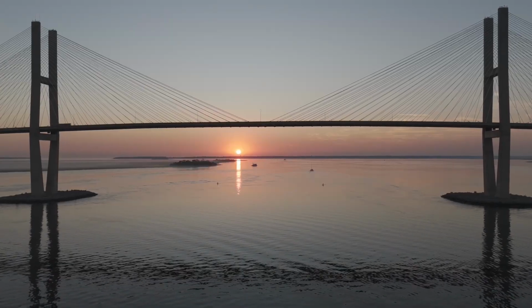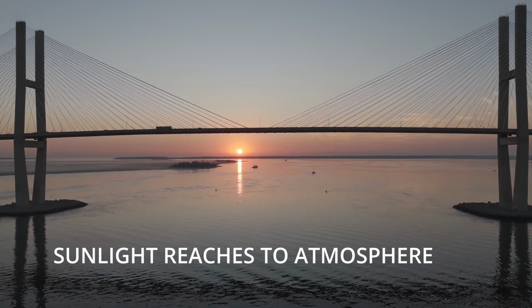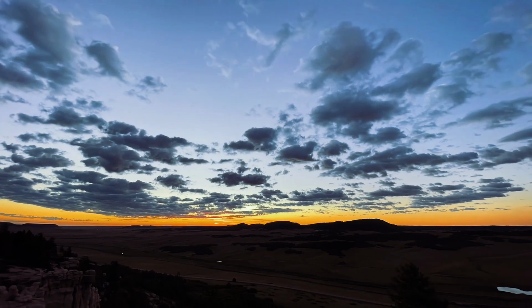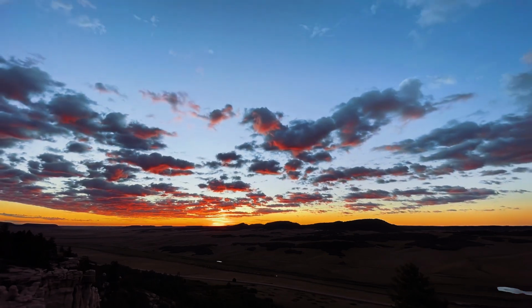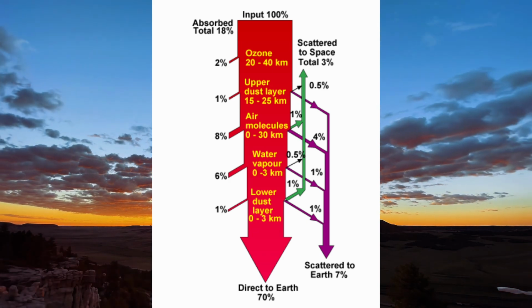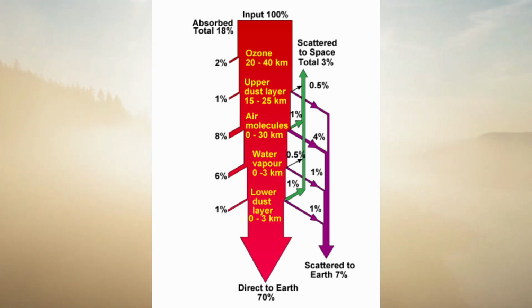Now let's see what happens when sunlight reaches the Earth's atmosphere. As sunlight travels through the atmosphere, several factors impact the solar radiation that reaches the surface. First, the solar radiation is reduced due to absorption, scattering, and reflection by gases, dust, and aerosols in the atmosphere. This means not all of the energy from the Sun makes it to the Earth's surface.